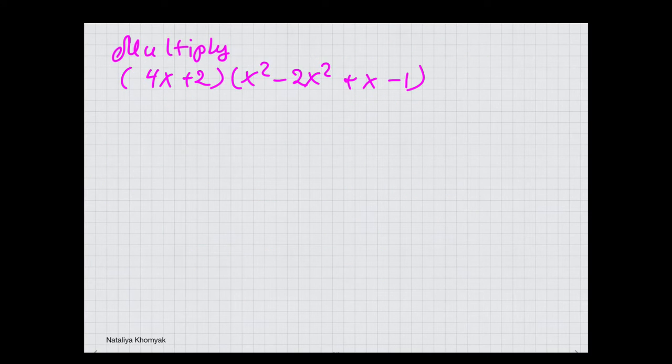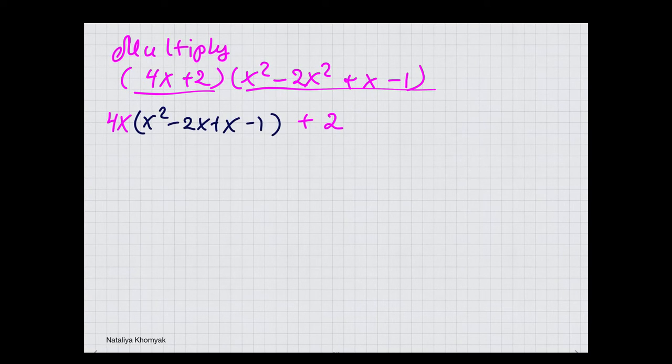Here we have even larger parentheses to distribute. Copy this parenthesis. We have 4x plus 2. I'm going to leave enough room to fit in the second parenthesis. x^2 minus 2x plus x minus 1. And now we need to distribute again. So we copy the parentheses.